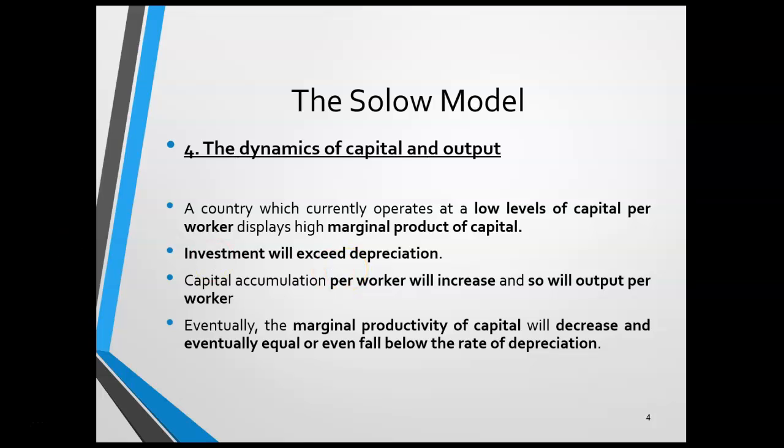Without having to explicitly model time, the simple graph tells us something about the dynamics of capital and output. A country with a low level of capital per worker displays a high marginal product of capital and large investment, which depends on output, and investment at this point will then simply be larger than depreciation. That implies positive capital per worker accumulation, and the economy will grow. Output per worker will also grow.